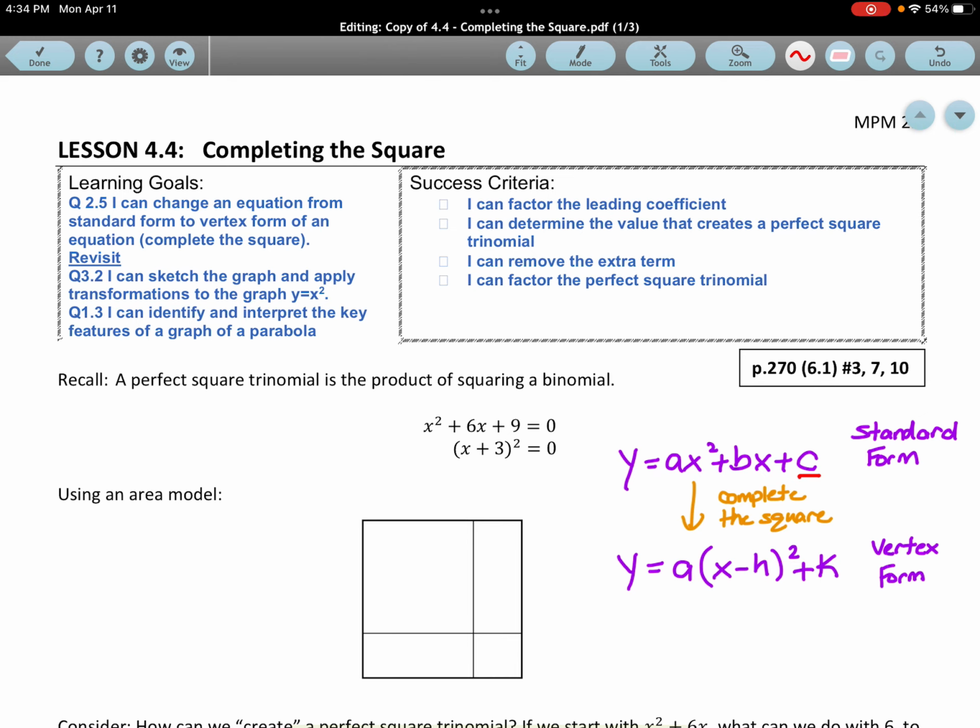Whereas in vertex form, you can see your h and your k, which is your vertex for the parabola. But if you looked at the standard form, you couldn't really see your vertex. And so sometimes it's beneficial to be able to convert from one form algebraically into the other. It gives you more pieces of information so that you can graph the parabola. So no matter which form it's in, they should both graph the exact same parabola.